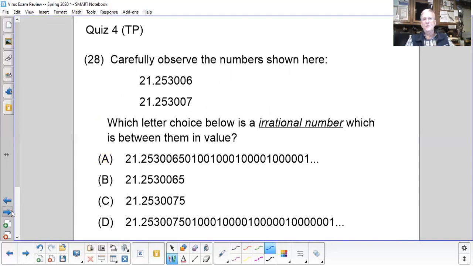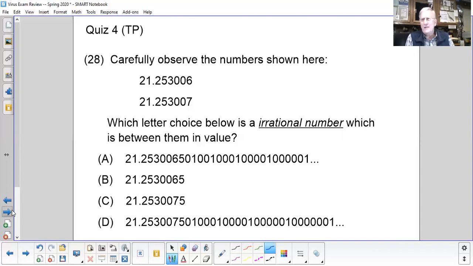All right, question 28. Carefully observe the numbers shown here. Which letter choice below is an irrational number which is between them in value? Well, which two can I throw out immediately? I can throw out answer A and answer D because they're irrational numbers. So that won't work. Excuse me, I don't want to throw out A and D. A and D make up possibilities for the answer. I can throw out B and C, right? Because those are rational numbers.